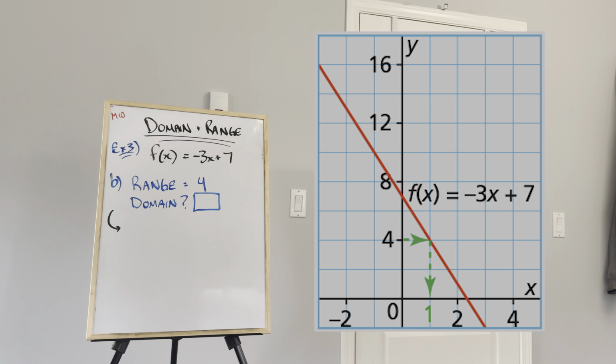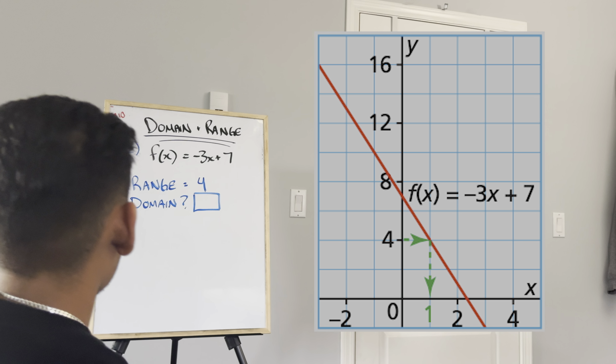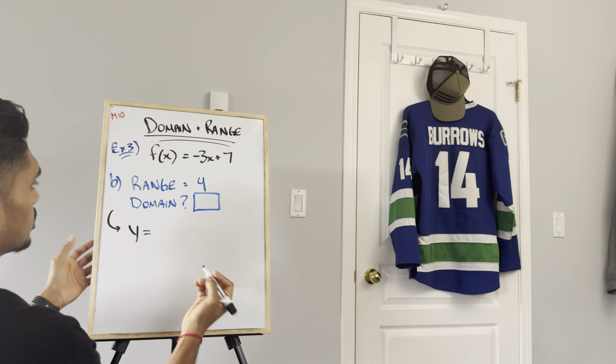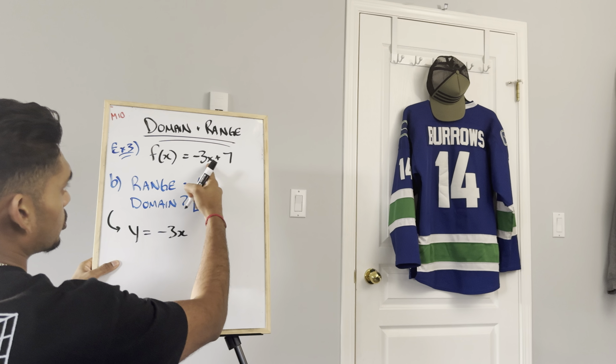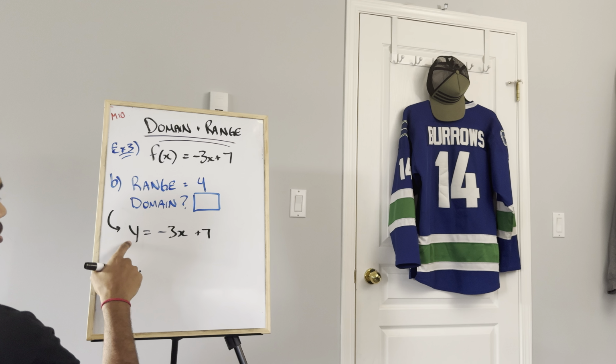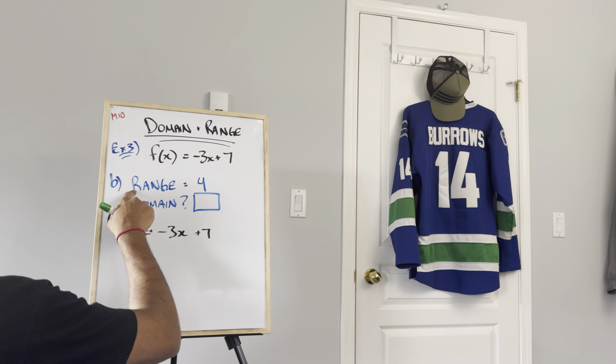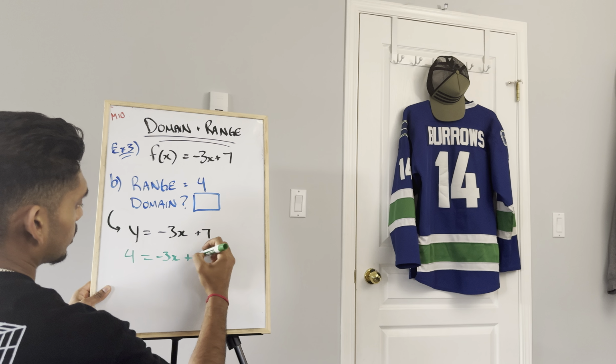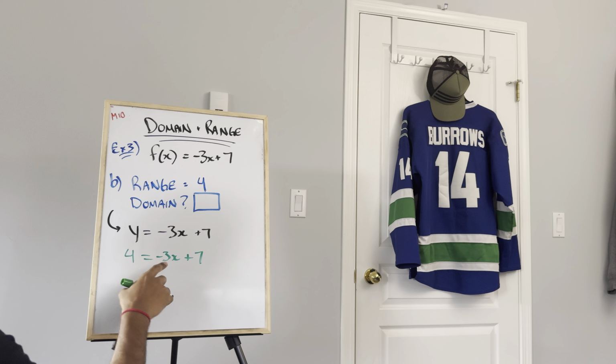Arguably that is easier, but I'm going to show you how to do it on the equation so you're ready for your test. So remember, f of x is the same thing as y. Okay, they're the same thing. Y is equal to -3x plus 7. Okay, I just rewrote the equation using y. Why did I do that? Well, because they gave us our y value. They didn't give us an x value. They gave us a y value, range, so 4. And then it's back to grade 7 math. Isolate x.